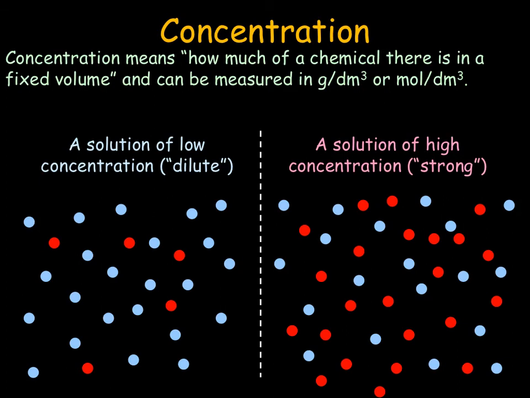So what do we mean by concentration? Well, concentration means how much of a chemical there is in a fixed volume. This can be measured in either grams per dm cubed or moles per dm cubed. In a solution of low concentration, or a dilute solution, you have more solvent than solute, so you have more liquid than the solid that you're dissolving into it. If this is a strong concentration or a high concentration, you have more solute. So the more solute you have per volume gives you a higher concentration.